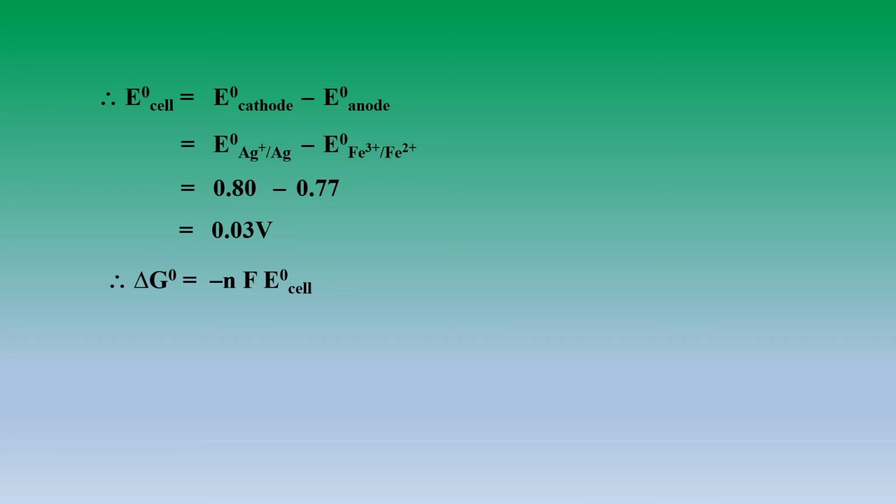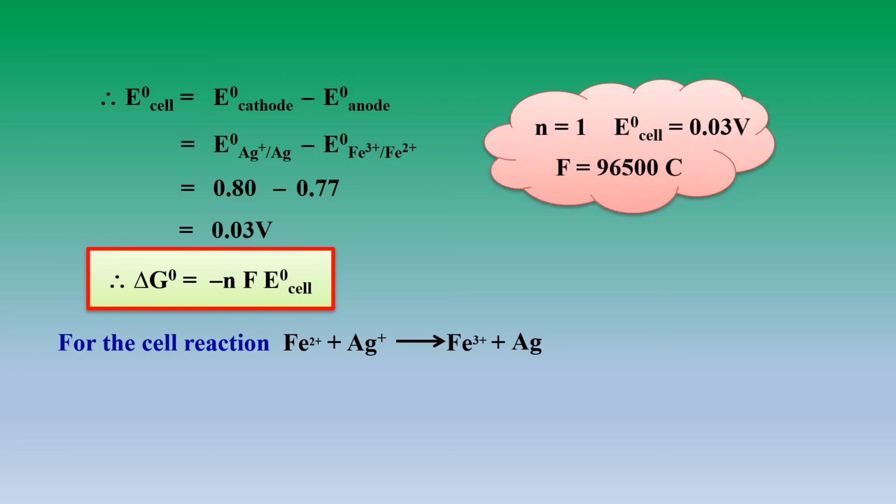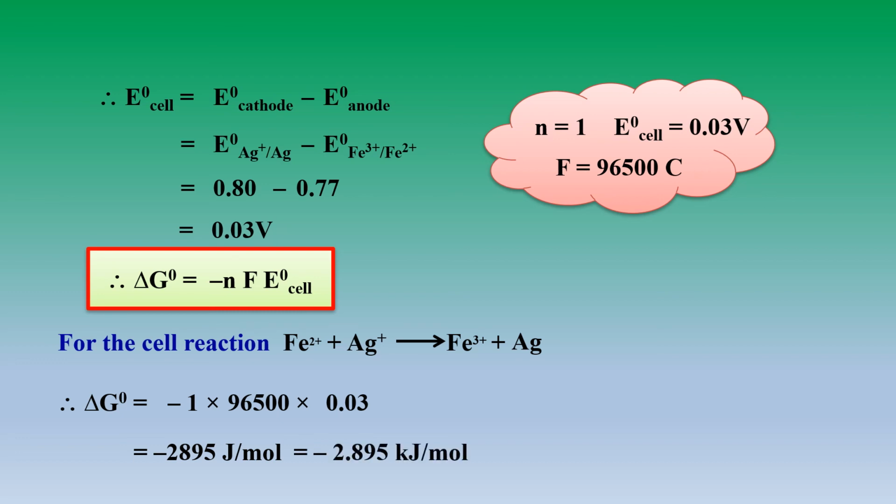Now ΔG° is equal to minus nFE° of cell. This is the formula to calculate ΔG°. For the cell reaction Fe²⁺ + Ag⁺ gives Fe³⁺ + Ag, the n value is 1, E° of cell is 0.03 volt, and F value is 96,500 coulomb. Therefore, ΔG° is equal to minus 1 times 96,500 times 0.03, that is equal to minus 2895 joules per mole. That is the ΔG° value.